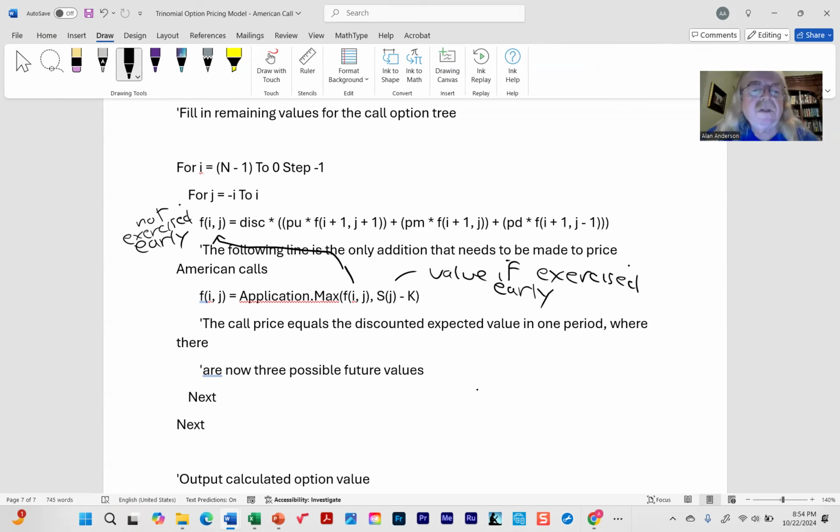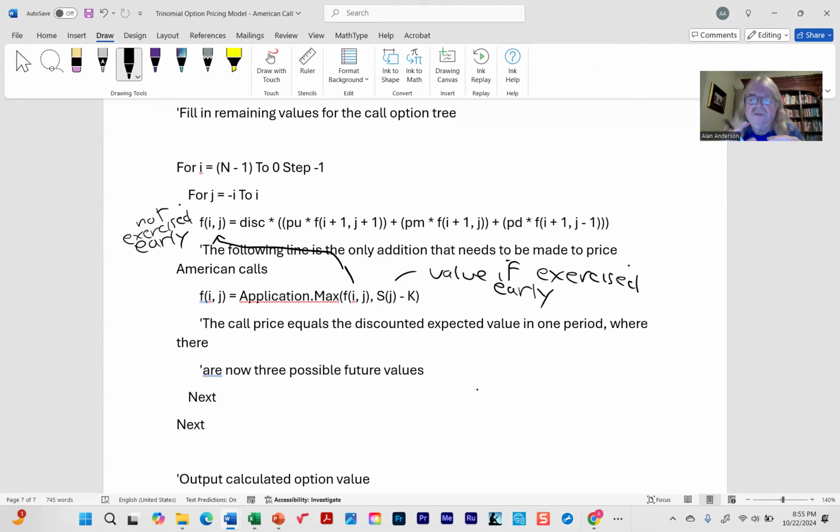And that's it. That's literally the only difference between the American and European models. It's pretty interesting. And that's again because of that wonderful structure of the tree, which makes it easier to update to become an American style option. Now, we did something like this with the binomial option pricing model, but it was a little bit messier.